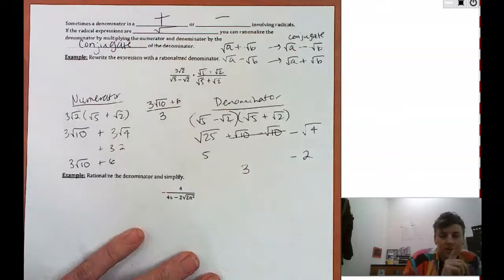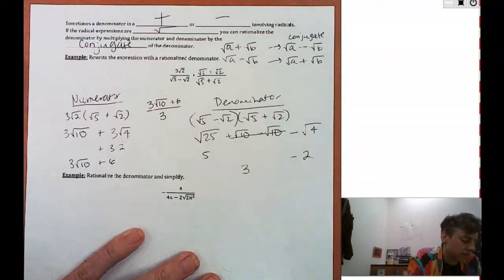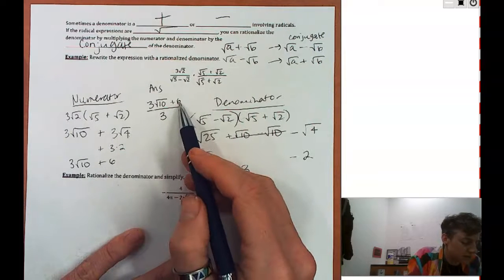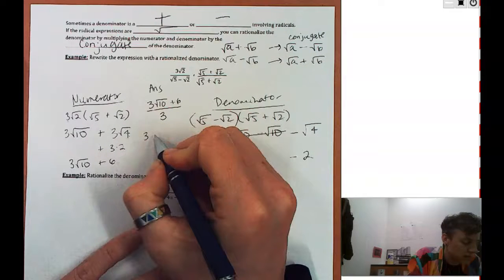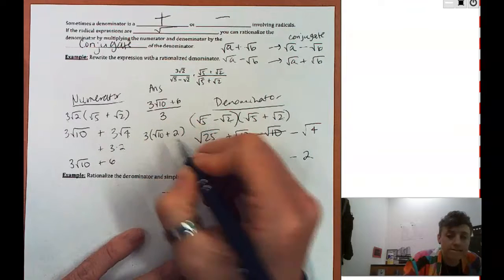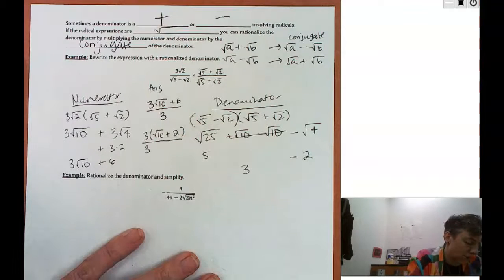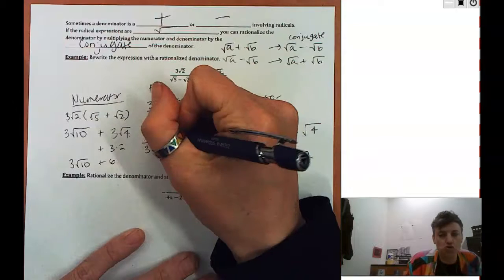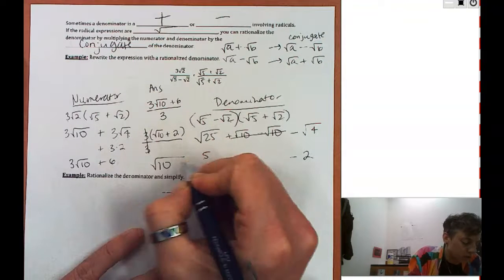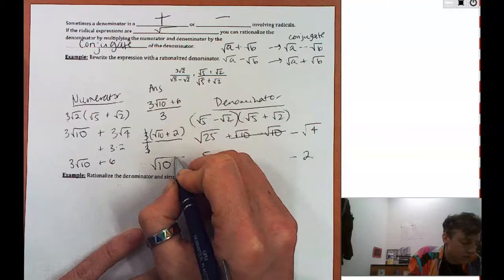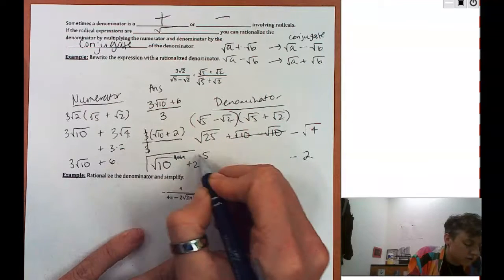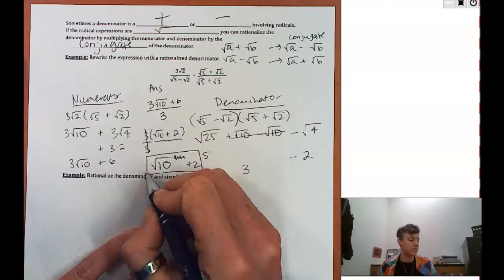You know what? I see something here. I could take out a 3 from both of these. It would be 3 times the square root of 10 plus 2 divided by 3. Square root of 10 plus 2, 2's on the outside. That's our final answer, the square root of 10 plus 2. Okay, so good.